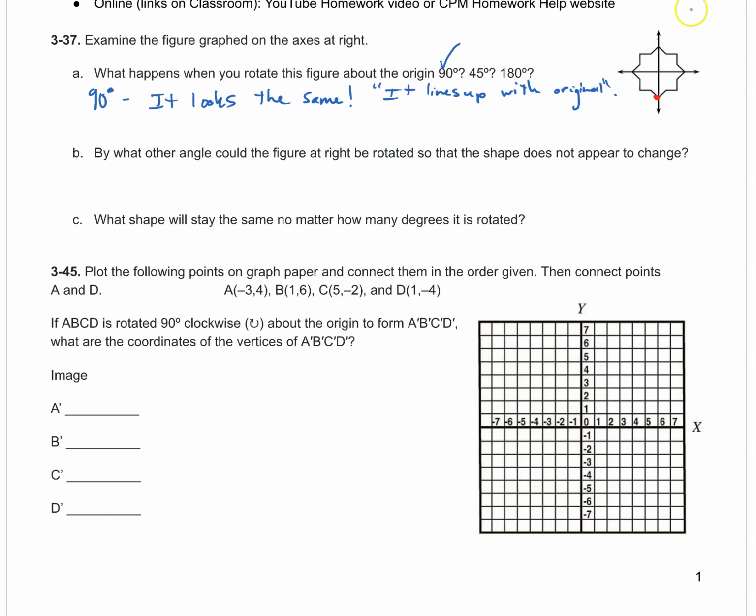Let's look at 45 degrees. So let's say we started here and then we rotated it halfway to the x-axis. So this little point comes here. All right, and the point that was here originally moves down to here. And this point here that was here originally moves to here, and so on and so forth. So 45 degrees, same answer. Okay, try 180.